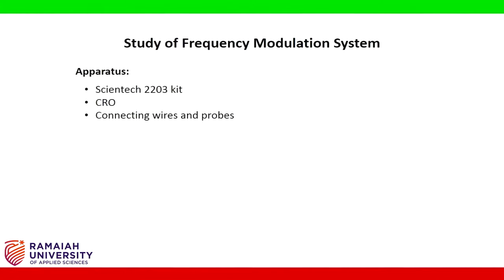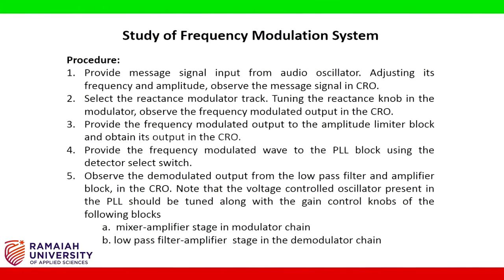The apparatus required for this experiment are Scientech 2203 kit, CRO, connecting probes, and wires. Procedure: provide message signal input from audio oscillator. Adjusting its frequency and amplitude, observe the message signal in the CRO. Select the reactance modulator track. Tuning the reactance knob in the modulator, observe the frequency modulated output in the CRO.